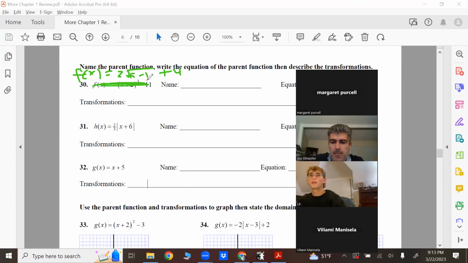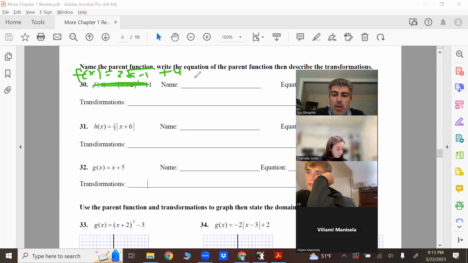That's how you decompose it. I'm going to be asking something like that on the test. The square root doesn't really change much. So I'm going to ask you to compare it to root x. How does this compare to root x? You shift 1 right, vertical stretch by 2, then shift 4 up. That's it, straight up.